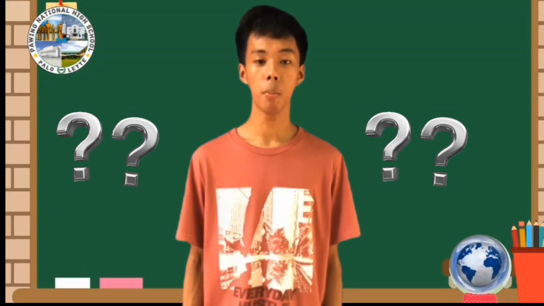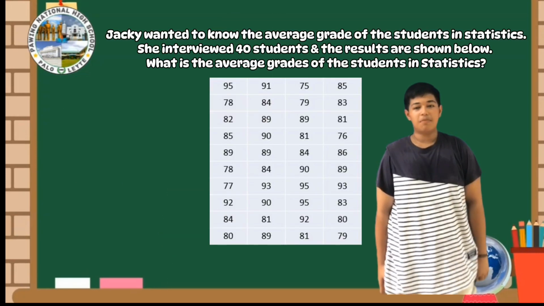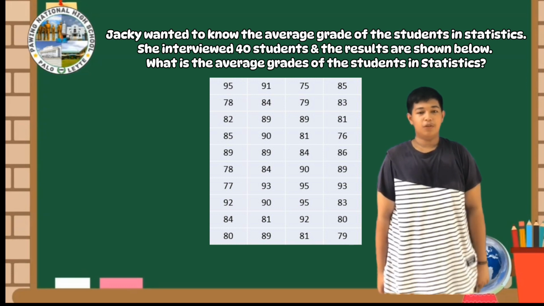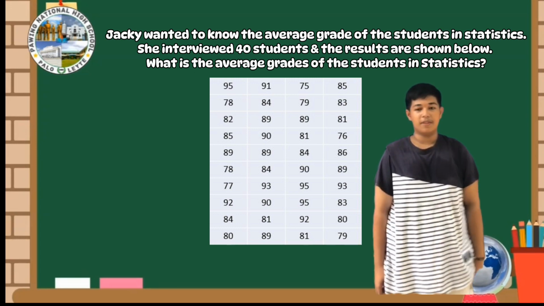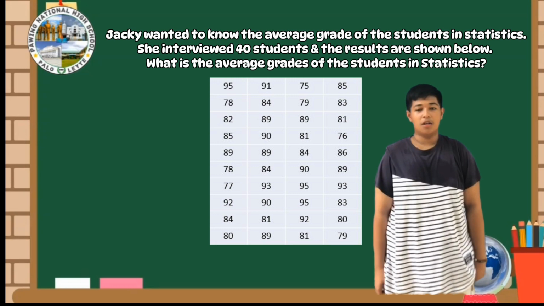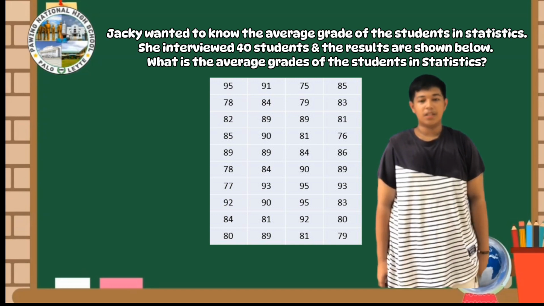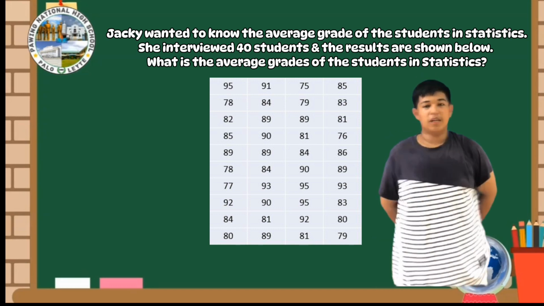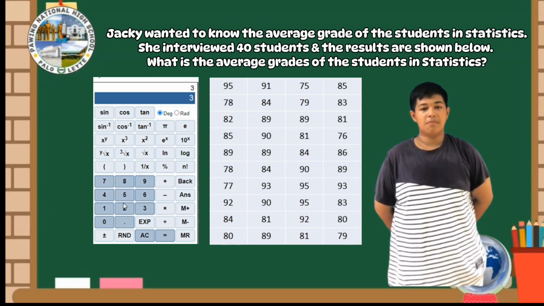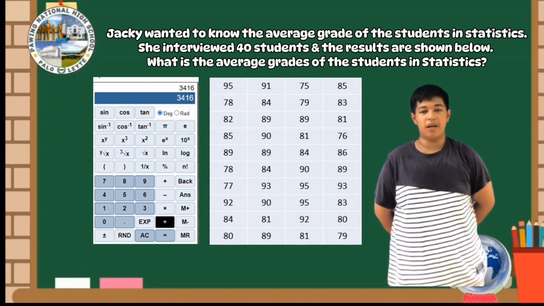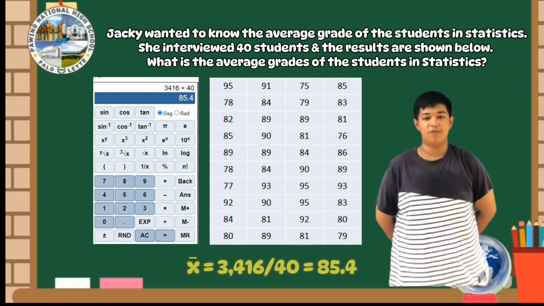How to find the point estimate and how are we going to solve? So, we have a problem. Jackie wanted to know the average grade of the students in statistics. She interviewed 40 students. Based sa table, the first student has 95, the second student has 78, the third student has 82, and so on. The question is, what is the average of grades of the students in statistics? Pag sinabing average, we have to solve it. Put everything together and divide by kung ilang sila lahat, and after that you will get the average. The sum is 3,416, divided by 40 because there are 40 samples. So the average grade of the students is 85.4.